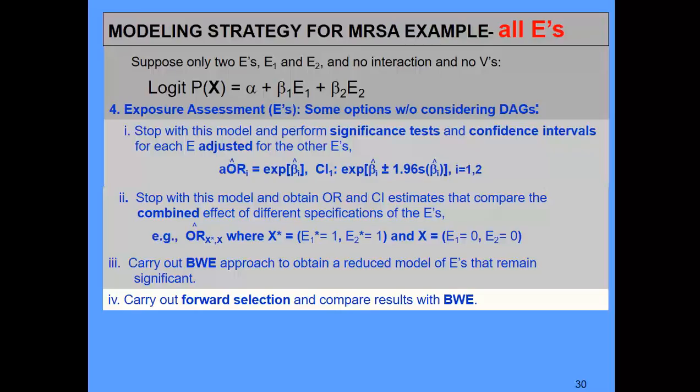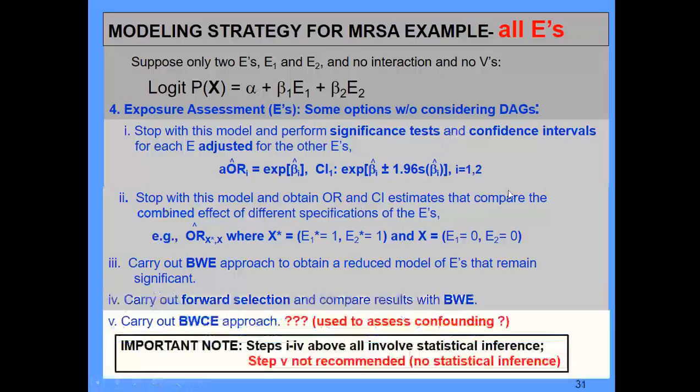You may even never get to a complicated model if you do forward selection. So that's a point of view. But anyhow, that's another option, but it's rarely done. And then there's a fifth option: carry out the BWCE approach. What's that? The backward change in estimate approach that I talked about in the last class.